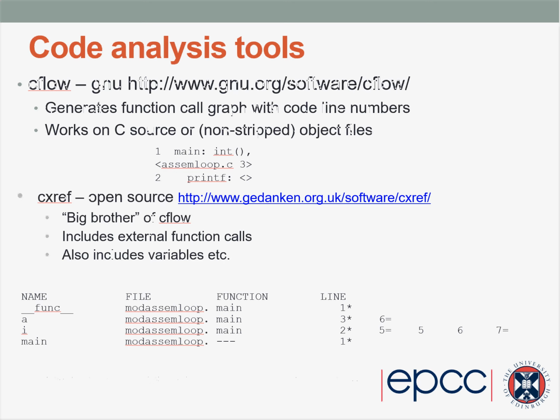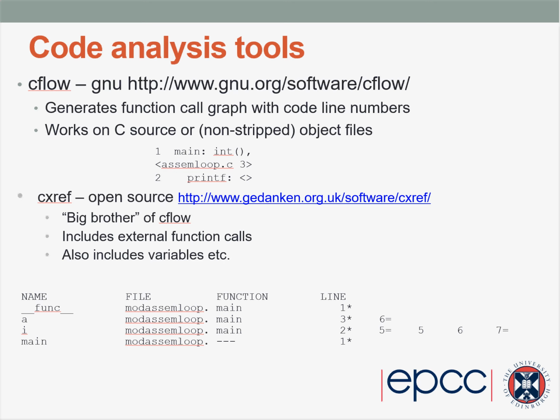So CFlow or CXRef can be very useful in generating call graphs of programs to show you what function is called where, and indeed in CXRef's case, what variables are called where. So it'll go through and say where data is updated and where data is moved, and that kind of thing. So that can be useful in saying, oh well, I know I've got a problem with variable A. Can you tell me where A is set? Can you tell me what line it's on? Where is it read? Where is it updated? Where is it stored?